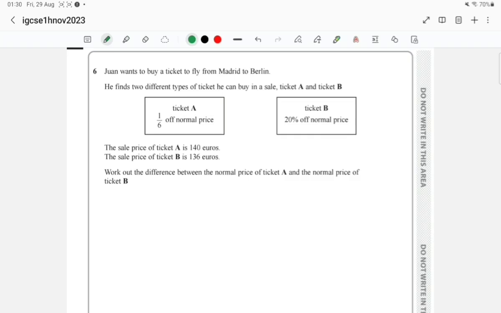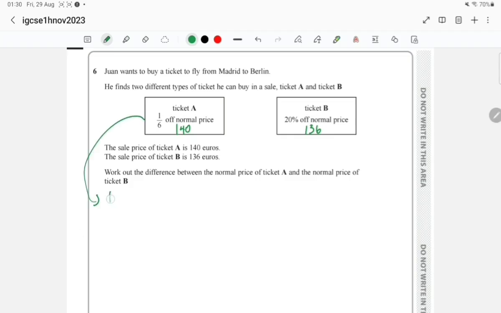Question 6. Juan wants to buy a ticket to fly from Madrid to Berlin. Now he finds two different types of ticket he can buy in a sale. Ticket A and ticket B. Now ticket A is 1/6 off the normal price and ticket B is 20% off the normal price. The sale price of ticket A is 140 euros and the sale price of ticket B is 136 euros. Now work out the difference between the normal price of A and the normal price of B. Okay, so this is the sale price. I will need to find the normal price and then do the difference in between them.